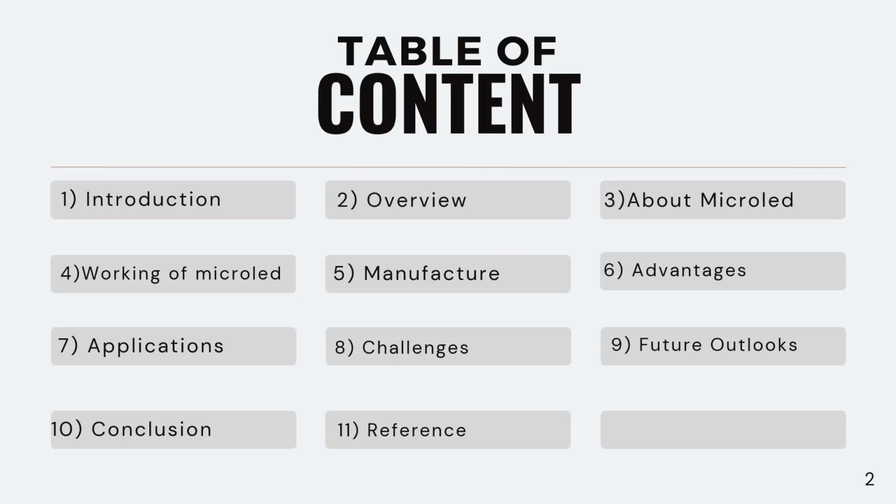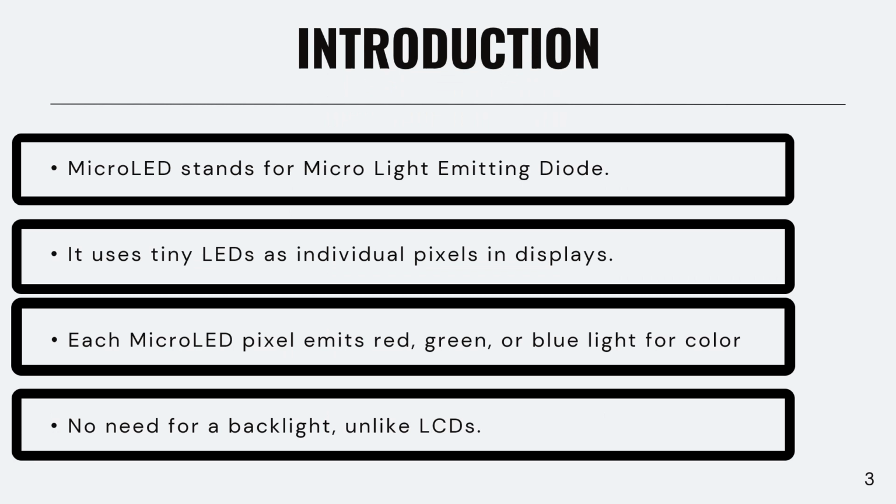First one is introduction, and second one is overview. Third one is about MicroLED. Fourth one is working of MicroLED. Fifth one is manufacture, and sixth one is advantages. Seventh one is applications. Eighth one is challenges and future outlooks. Tenth is conclusion, and the last one is references. Then we can move to the introduction page.